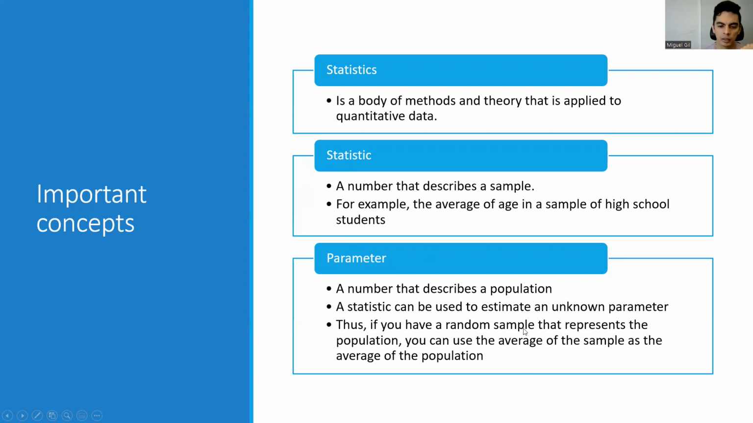Like if you select the sample manually, or if you do it biased, that sample bias is not going to work out. It has to be randomly selected or randomly created, that sample, and also it has to represent the population.